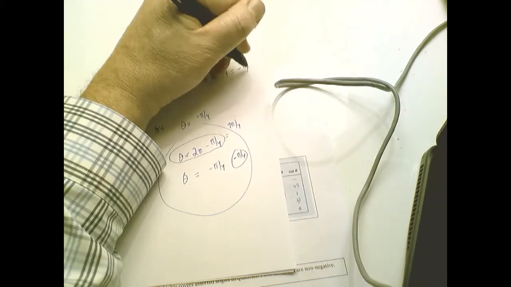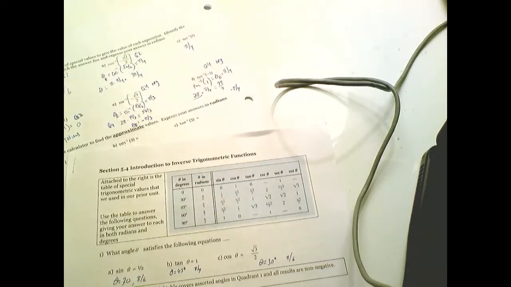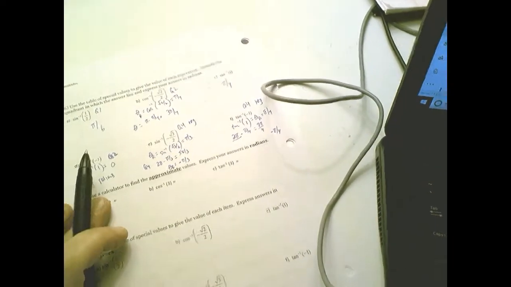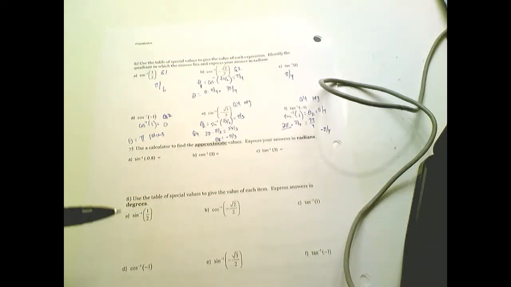For our inverse function, all we have to say is negative pi over 6. So that's the process to work with here on these problems. I am not going to work through example number 8 because it uses the exact same concepts, except all 6 problems are the same but you're working in degrees rather than radians.